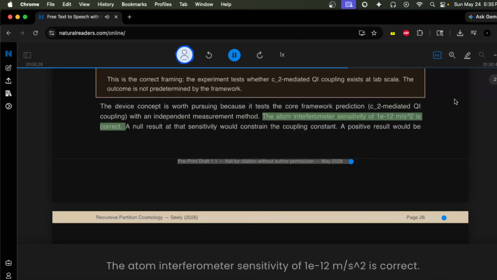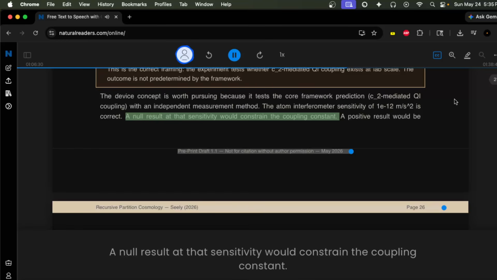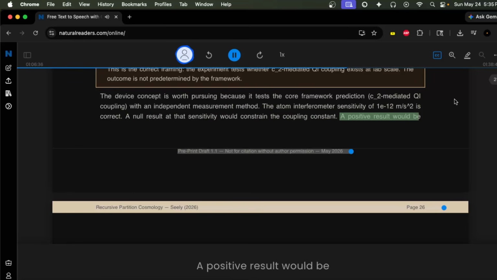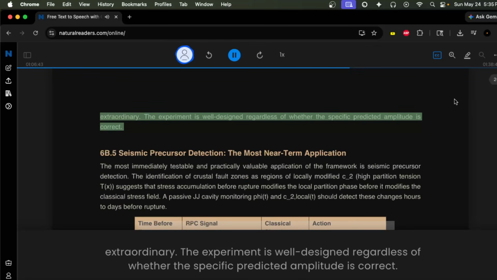The atom interferometer sensitivity of 1 × 10⁻¹² meter per square second is correct. A null result at that sensitivity would constrain the coupling constant. A positive result would be extraordinary. The experiment is well designed regardless of whether the specific predicted amplitude is correct.